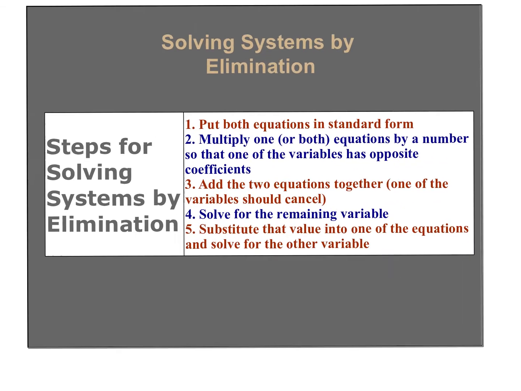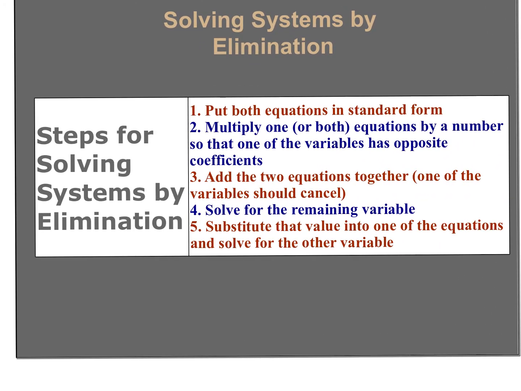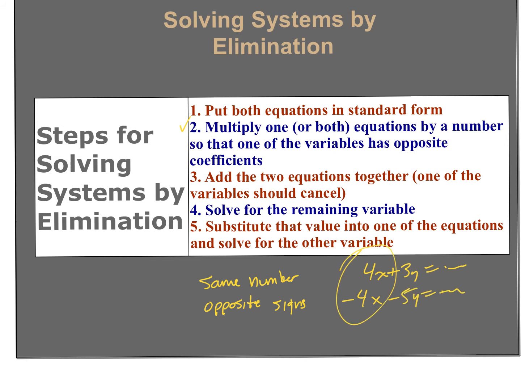Okay, so elimination, this is one where things get a little bit trickier. You can manipulate one or both equations, and the point is you want to get the same number, opposite signs. So if I want something like 4x plus 3y equals some number, then in the next one I want negative 4x minus 5y equals some number. I want this situation where I've got the same number but opposite signs.